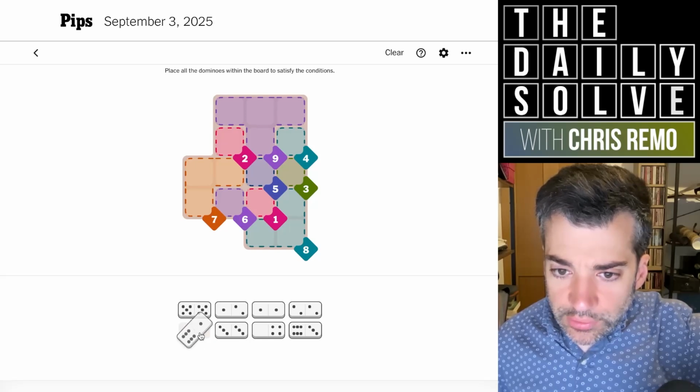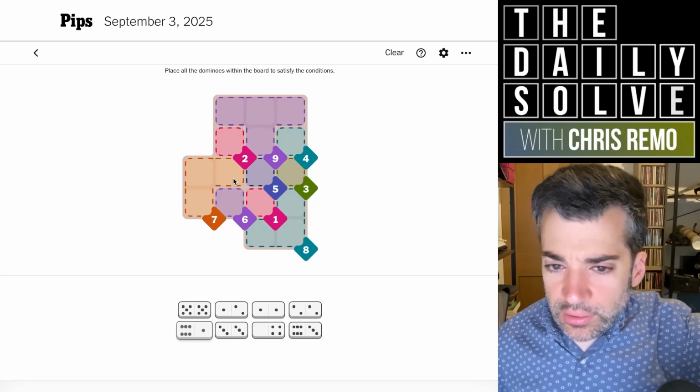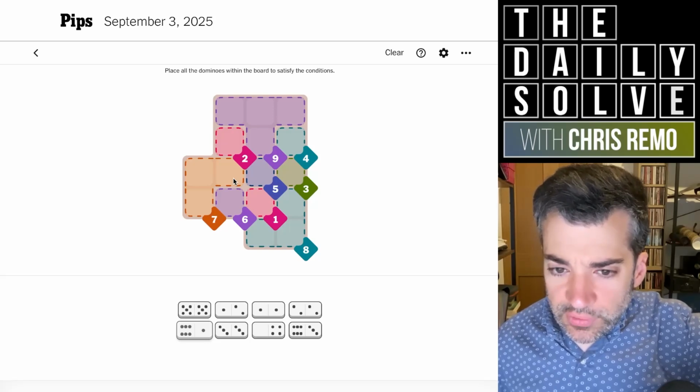I think the 6 and 1 are probably going to point to each other, because if the 1 went into the 7, I guess that would work, potentially, but it would be more difficult.